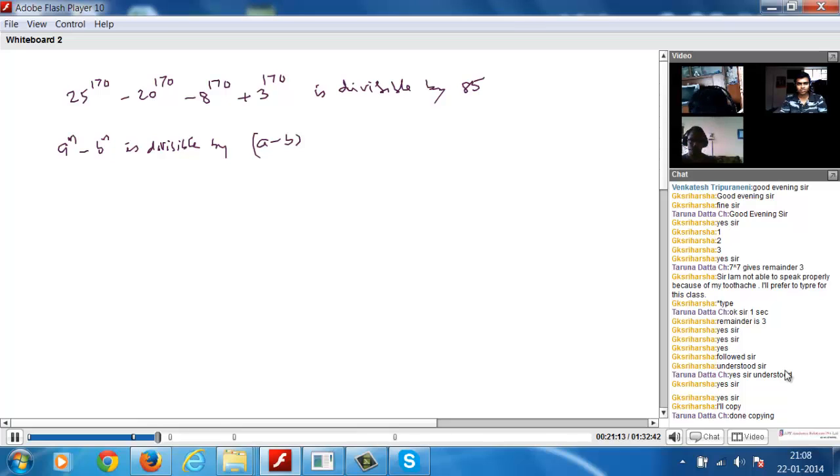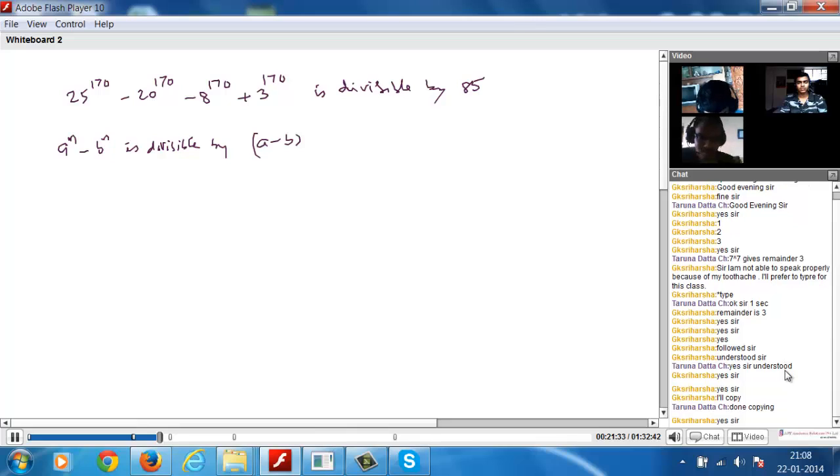Then 25 power 170 minus 20 power 170 is divisible by 5. So is 8 power 170 minus 3 power 170, which is another combination. Then if you take 25 and 8, and 20 and 3, their difference is again 17. So it is divisible by 17 as well as it is divisible by 5. Hence this is divisible by 85, right?